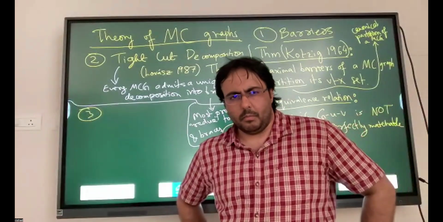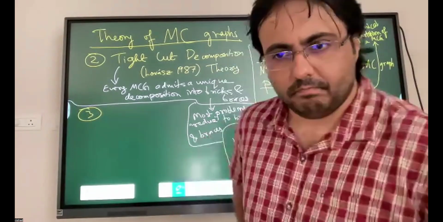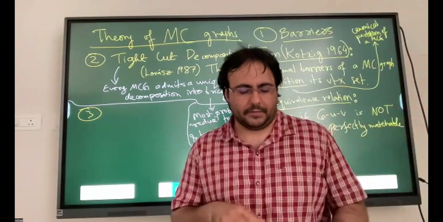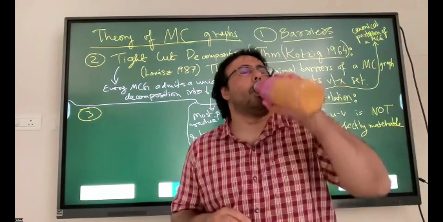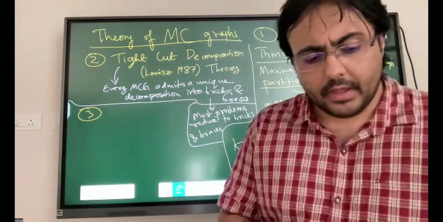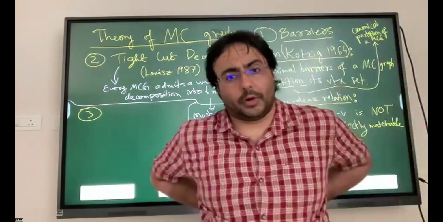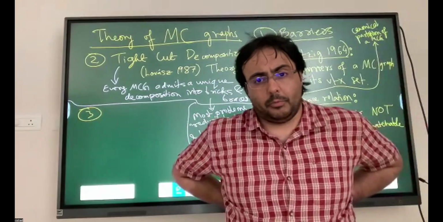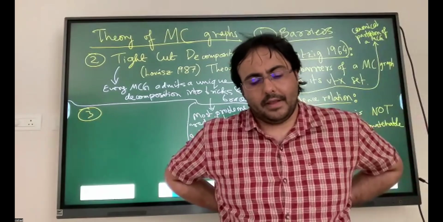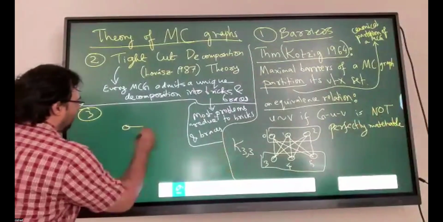Most of you may have seen two connected graphs, right? Any basic course in graph theory will tell you about two connected graphs. If you have seen two connected graphs, you may have seen an ear decomposition theorem of two connected graphs. This was proved by Whitney in 1932. Every two connected graph admits an ear decomposition. What is an ear decomposition? Let me give you a quick example.